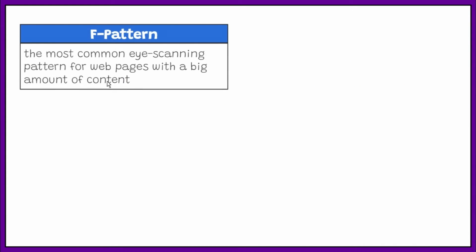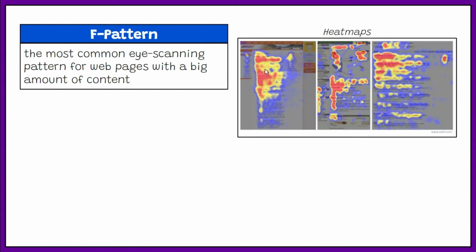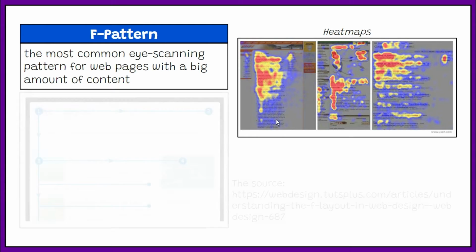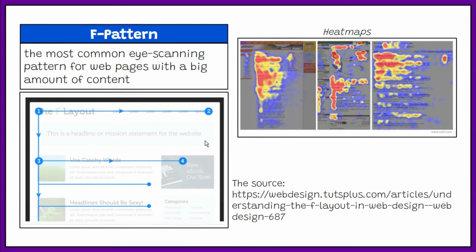F pattern is referred to as the most common eye scanning pattern, especially for web pages with a large amount of content. These heat maps are from users' eye tracking studies of 3 websites. The areas where users looked the most are color red, the yellow areas indicate fewer views, followed by the least viewed blue areas. F pattern works since most people are comfortable reading top to bottom and left to right.